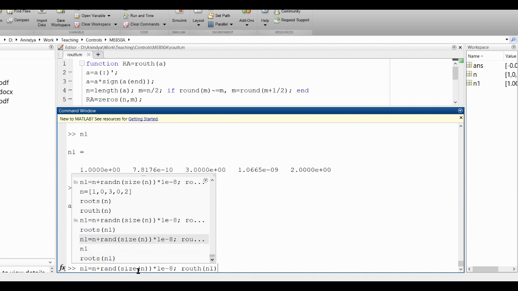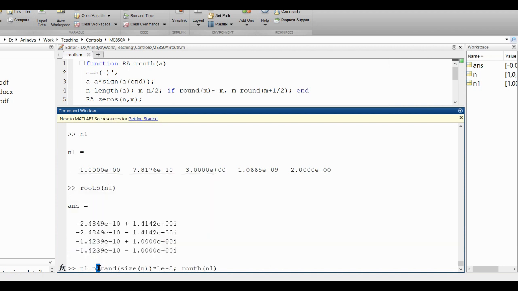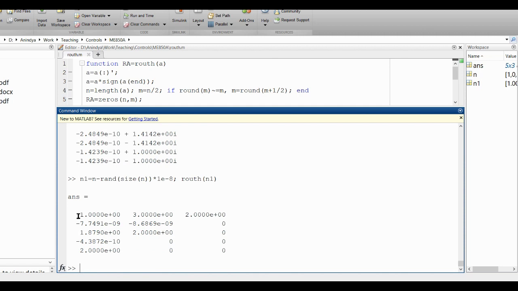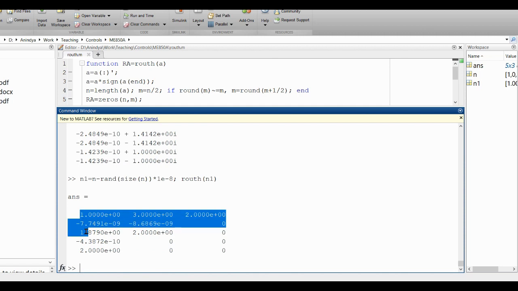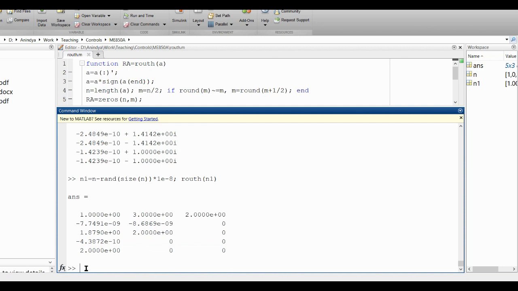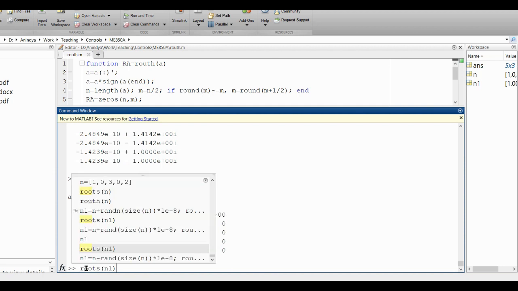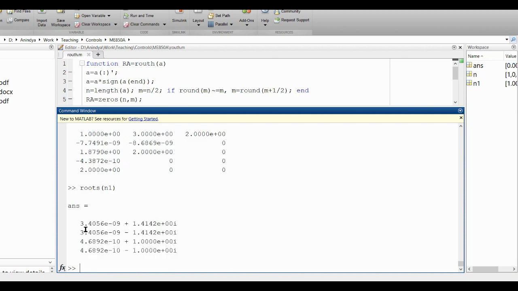I think this may work. We'll try our luck and see. You see, so one sign change, another sign change, another sign change, another sign change. 4 roots in the right half plane. When I look at the roots, all 4 are in the right half plane. Okay, the real parts are positive.